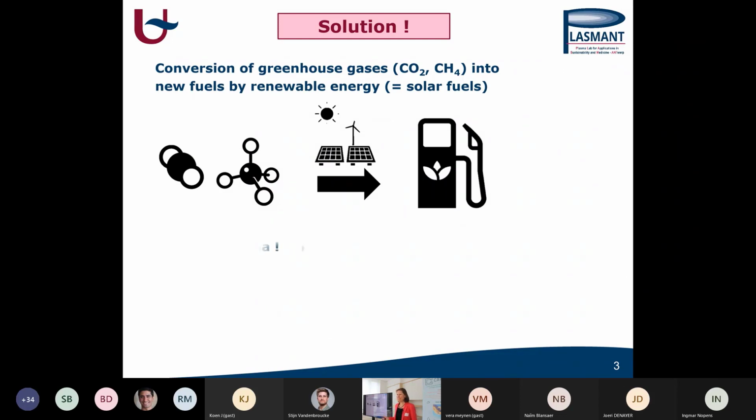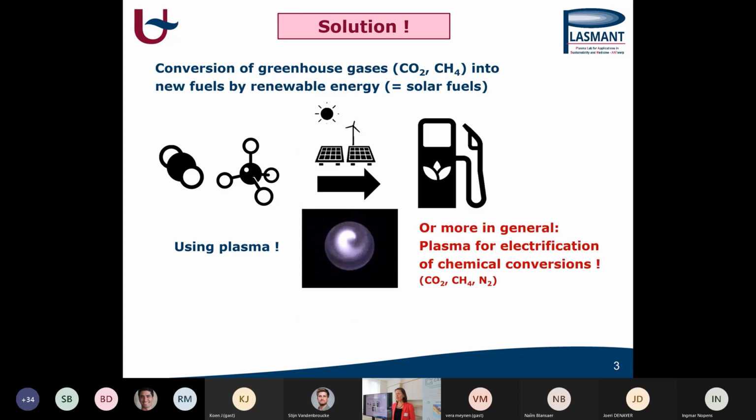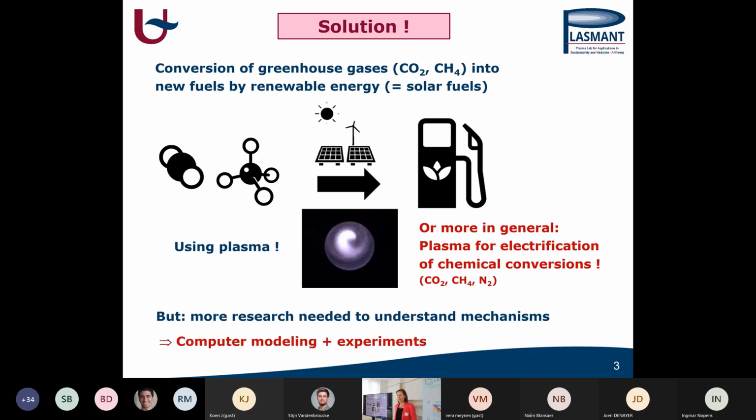And it's even better if we can use plasma for this. Or more in general, if we can do electrification of chemical reactions. So it's not only CO2 conversion, but also methane conversion and nitrogen fixation, for instance. But of course, there is more research needed to understand the underlying mechanisms. And that is what we try to do by either computer modeling and also experiments.